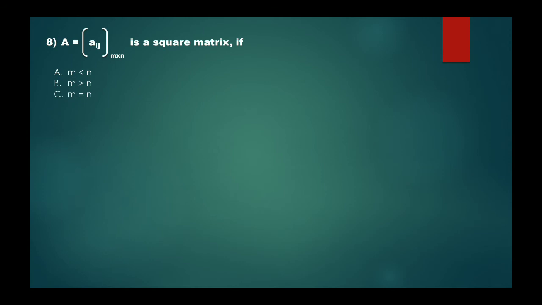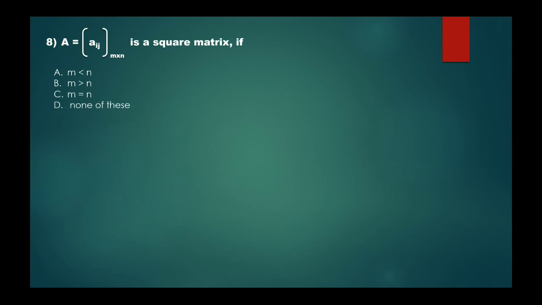So the next question is, A is equal to [aij] m cross n. m cross n is the order. So we generally write matrices with their orders in the bottom right corner. So anyways, A is equal to [aij] is a square matrix if: A, m is less than n; B, m is greater than n; C, m is equal to n; D, none of these.